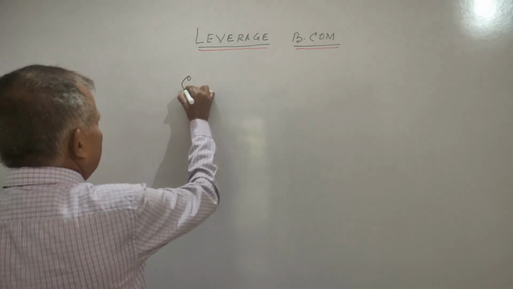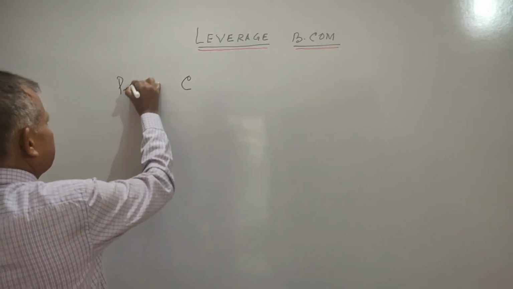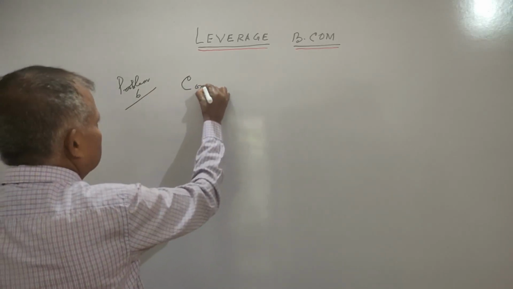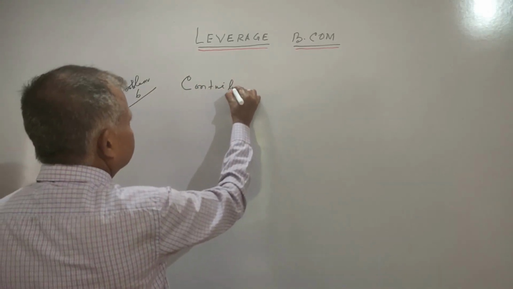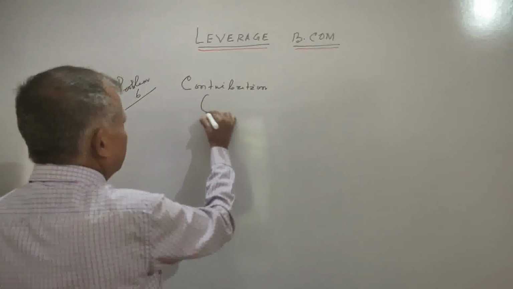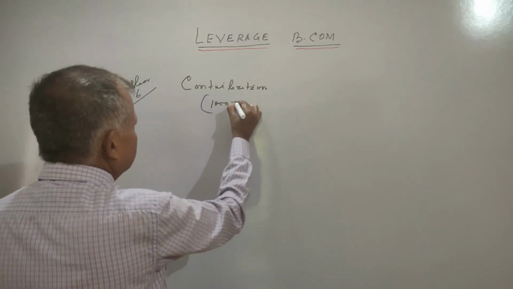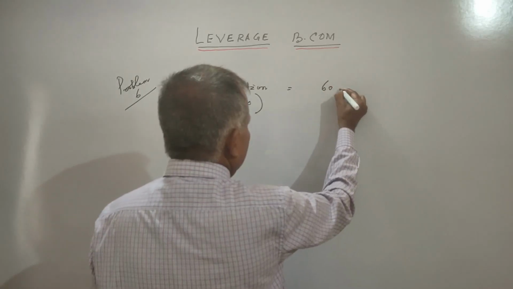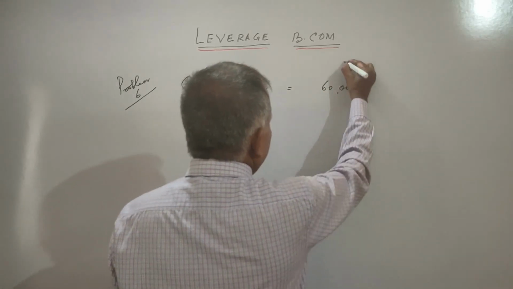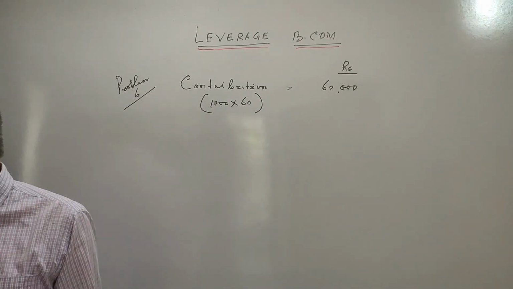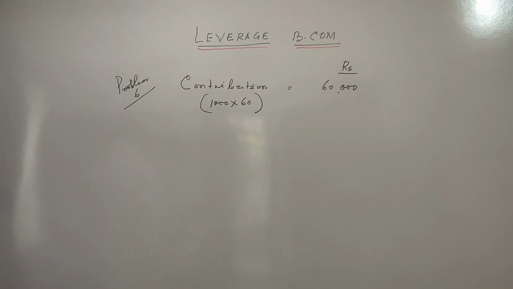So if we calculate problem 6, if we calculate contribution, then it will be 1000 into 60 and it comes to 60,000 rupees. Right, so total contribution is 60,000 rupees.